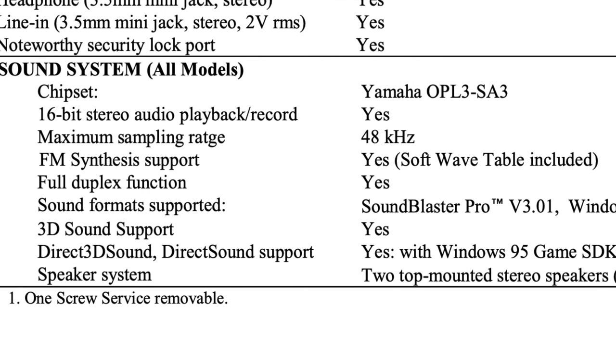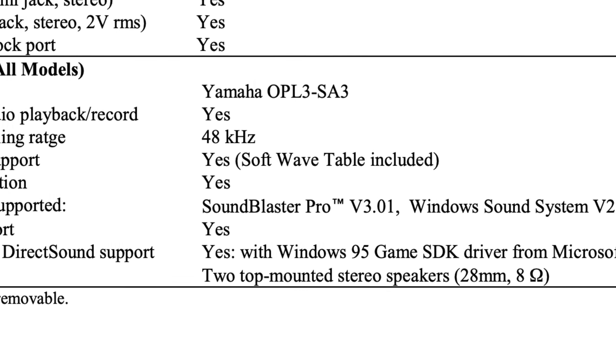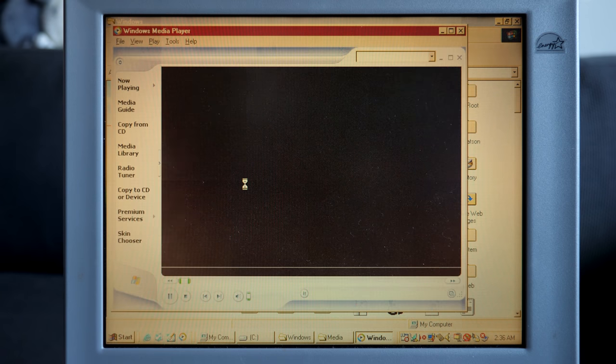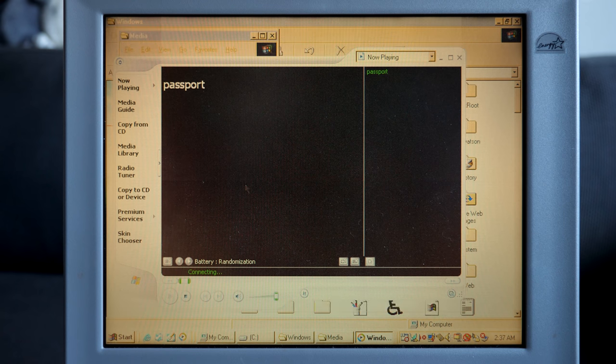This thing has built-in sound, of course, and, well, here's a sample of its MIDI capabilities. I'm not really a connoisseur of such things, so I'll let you decide for yourself whether you think it sounds good or not.